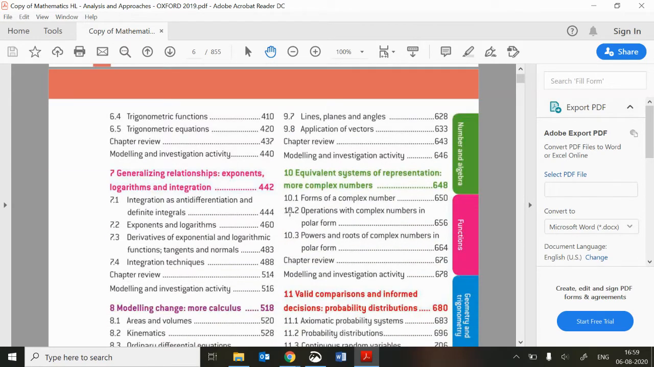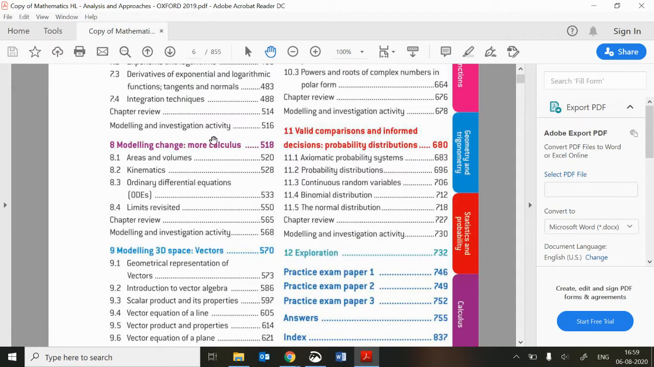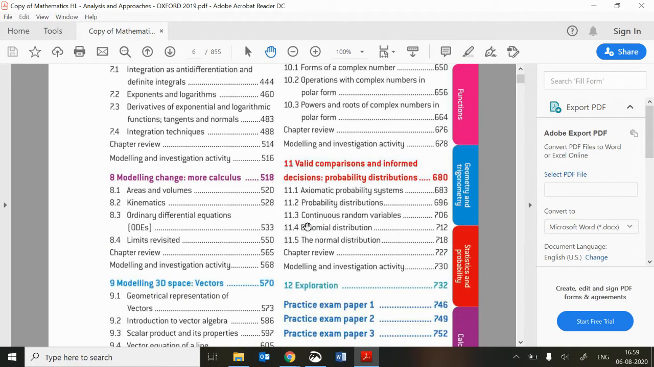Integration and differentiation go together to form calculus. Let's have a little look. We've got more calculus in here. Fantastic. Kinematics, for example. Some people might have done some of that in physics already. It's just about the motion of particles. And then we've got some vectors turning up.